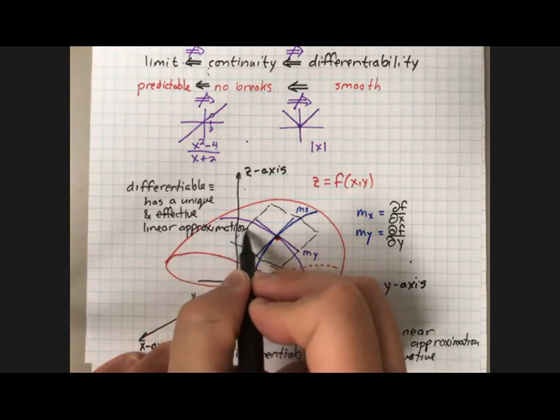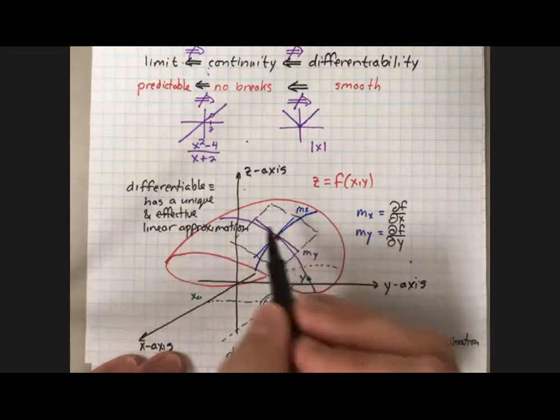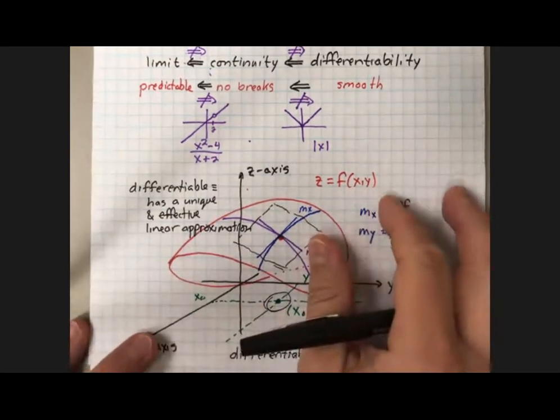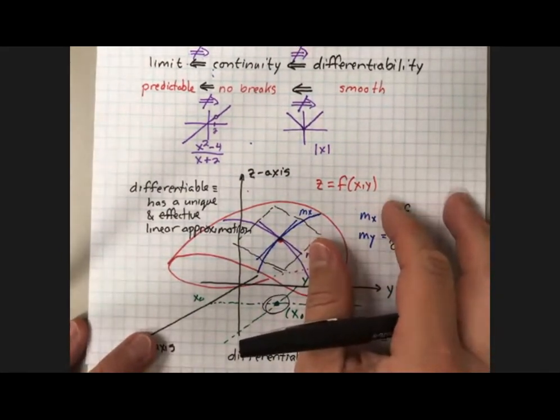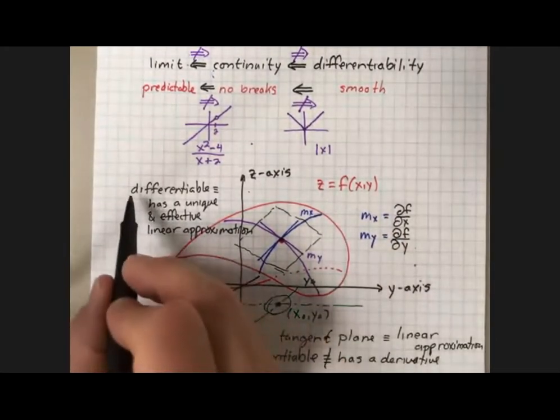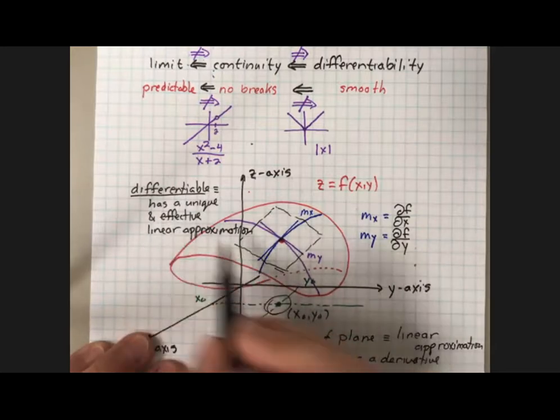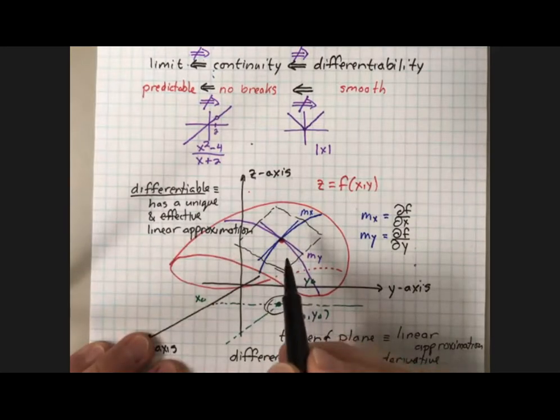And that's what I want to evoke with this picture. And we're coming up to our limit. We're coming up to our break. We're going to have a discontinuity in the lecture now. But differentiable means you can make one of these tangent planes and it's effective.